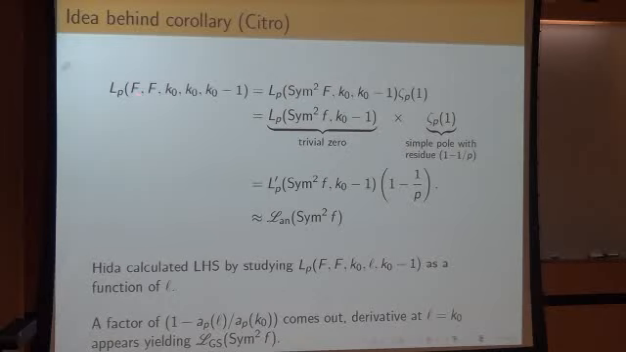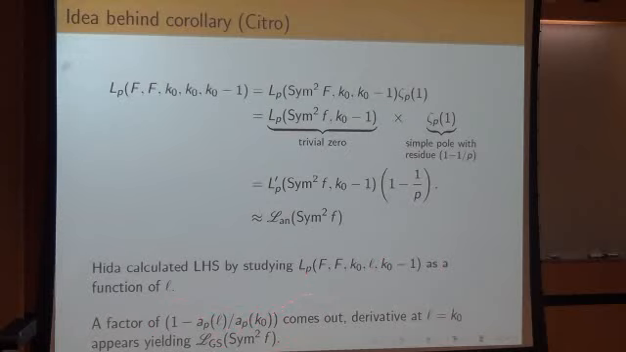So instead of restricting to the line k equals L, which is what I've done here in my factorization, what you can do is restrict to the line s equals k minus 1, and let L vary. Then it turns out that a factor of 1 minus a_p(L) over a_p(k) factors out, and what's left, it turns out, has a pole.